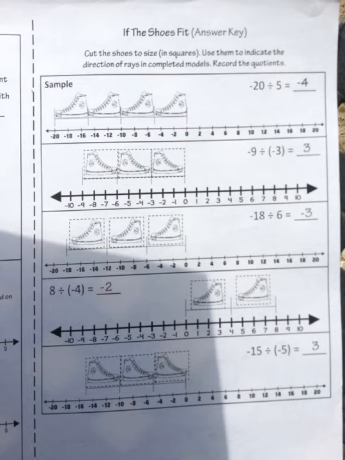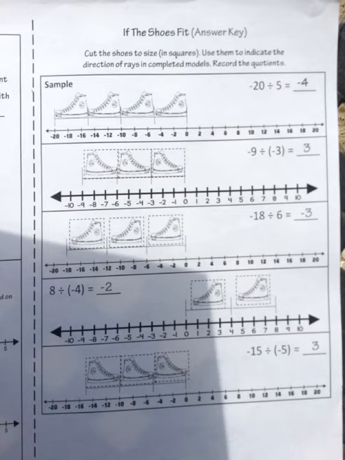Cut the shoes to size in squares. Use them to indicate the direction of rays in completed models, and then record the quotients. Some of you are going to be cutting and pasting if you're at school, and some of you guys are just going to be watching and you're not going to be doing it that way, and that's totally fine. You're just going to learn this way.